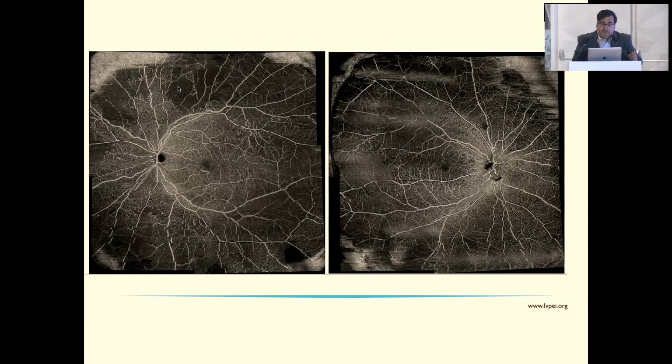Also, what you see here, these are real non-perfusion areas, but what you may be seeing in this area, these are not real non-perfusion areas. These are also because of the wider field that you are able to interpret.